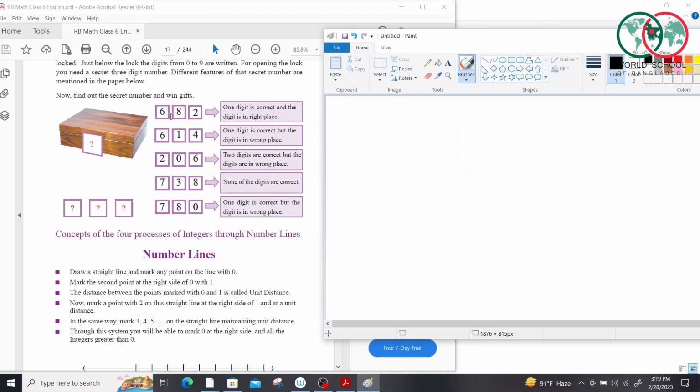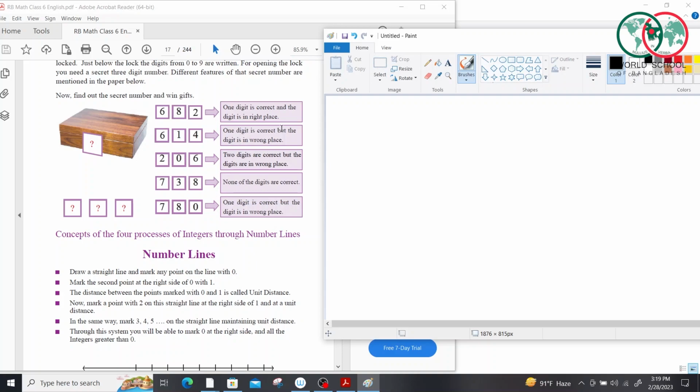The first clue says one digit is correct, and the digit is in the right place. That means among these 3 digits, one digit is right. Right means one digit belongs to our lock number, and the place it is in is right. Like if it is 8, then in the lock it will also be in the 10th place, but we still don't know which one of them is right. So let's go to the next condition.